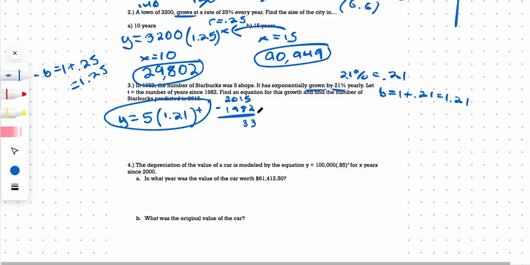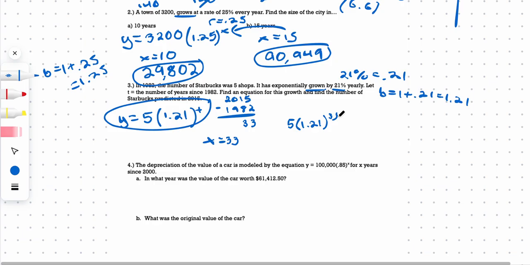I'm not 100% sure. Let me check that real quick. 1982. Yeah, 33. Okay, so this is 33 years later. So this is where t equals 33. So let's plug that into our equation up here. We do 5 times 1.21 to the 33rd power.